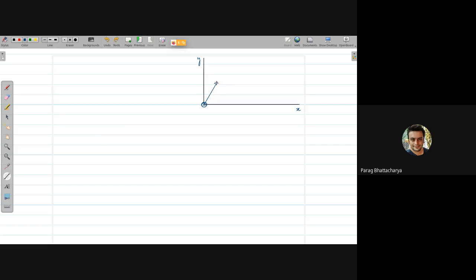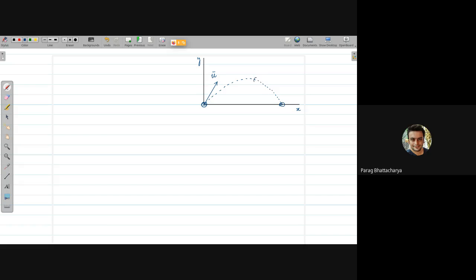Let's say this initial velocity is u. We'll launch it at some initial velocity u. Then what is going to happen is it's going to take a parabolic path, right? It's going to take a parabolic path because of the gravitational force, and eventually it's going to land somewhere over here.